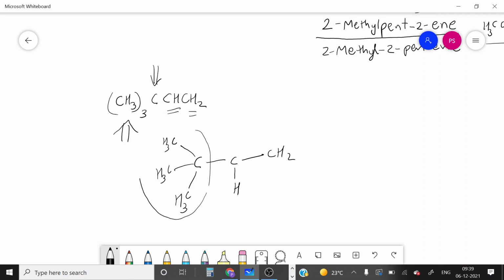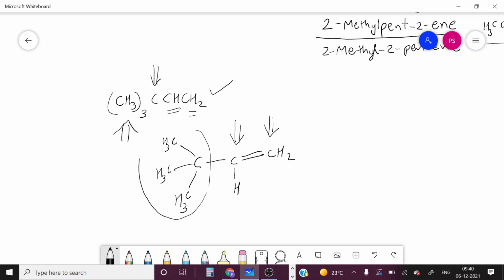All these carbons are fully satisfied. Valencies of all these carbons are fully satisfied. But look at this carbon. Fourth bond is not there. Look at this carbon, extreme right carbon. CH2 and single bond on the left hand side. So only 3 bonds are there on extreme right carbon, and for this carbon 3 bonds only. So fourth valency is mutually satisfied by these two carbons, so double bond is here. This is the condensed formula: (CH3)3C, CH, CH2.